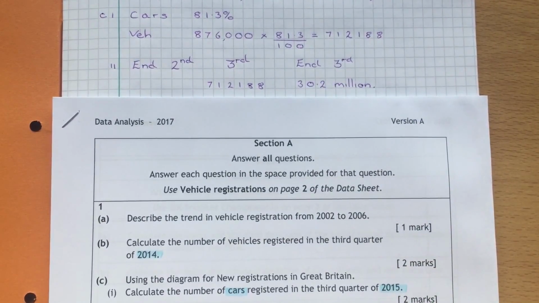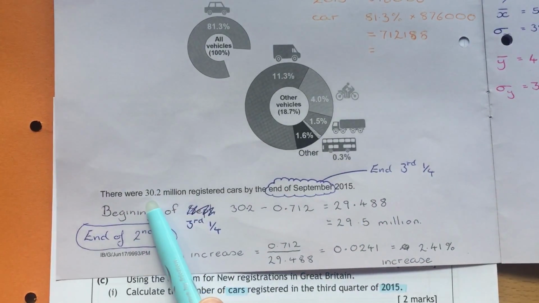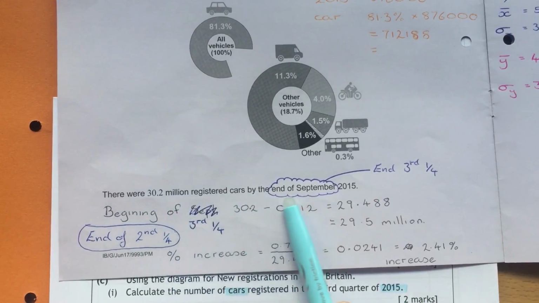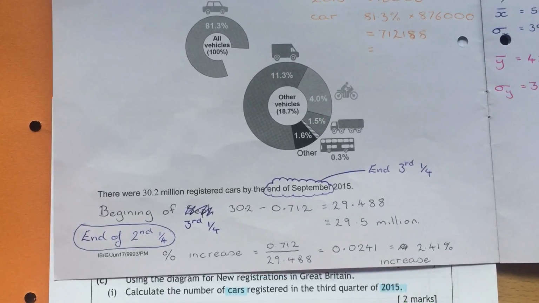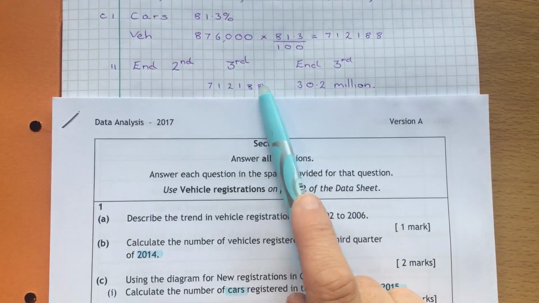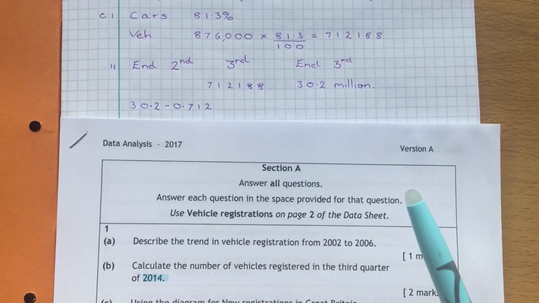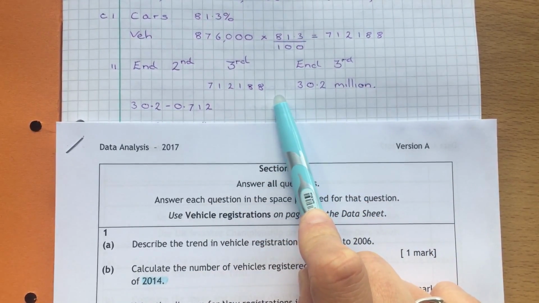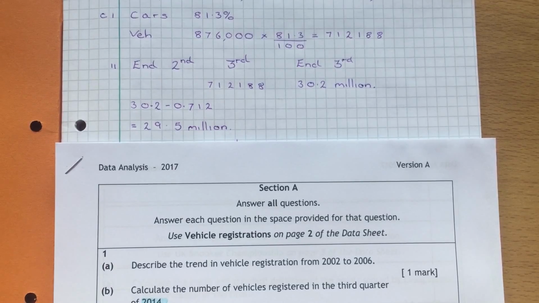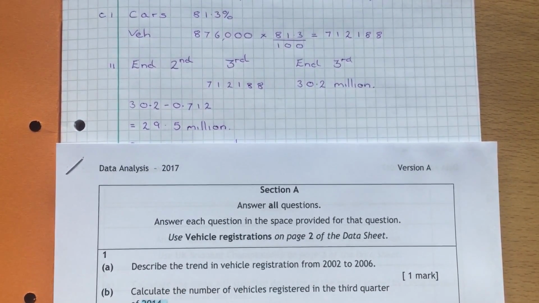We know from our data sheet that there were 30.2 million cars registered by the end of September, and end of September is the end of the third quarter. So, end of the second quarter, you would then add this to get here. So, if we convert this into millions as well, we end up with a final answer of 29.5 million, and that's at the end of the second quarter, beginning of the third quarter.